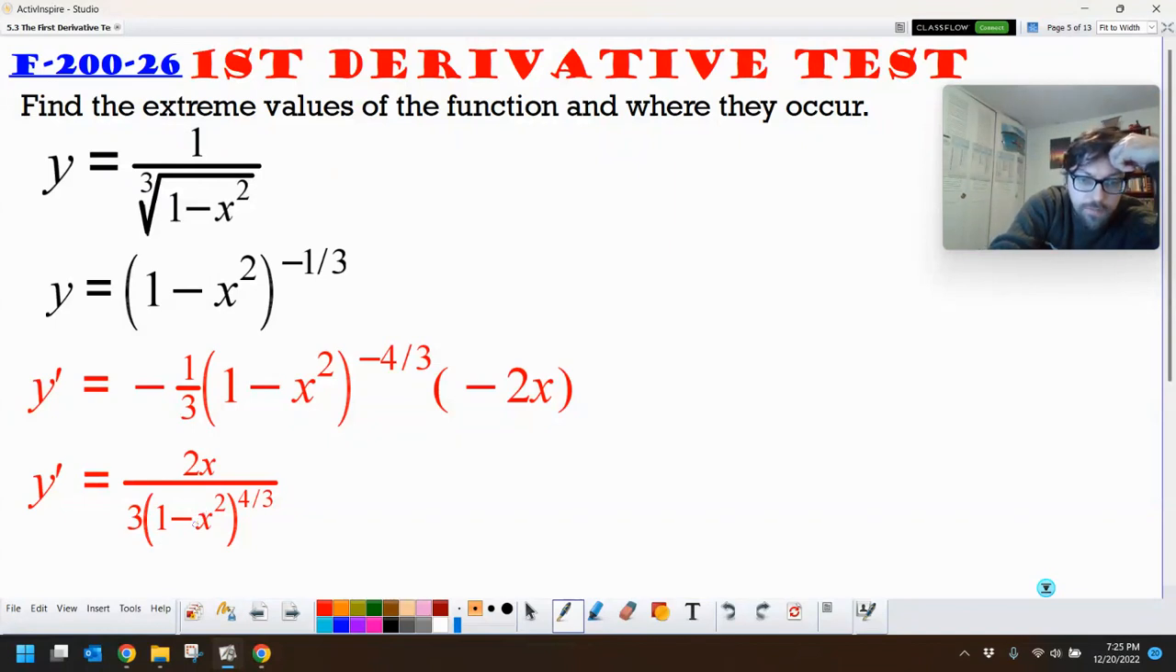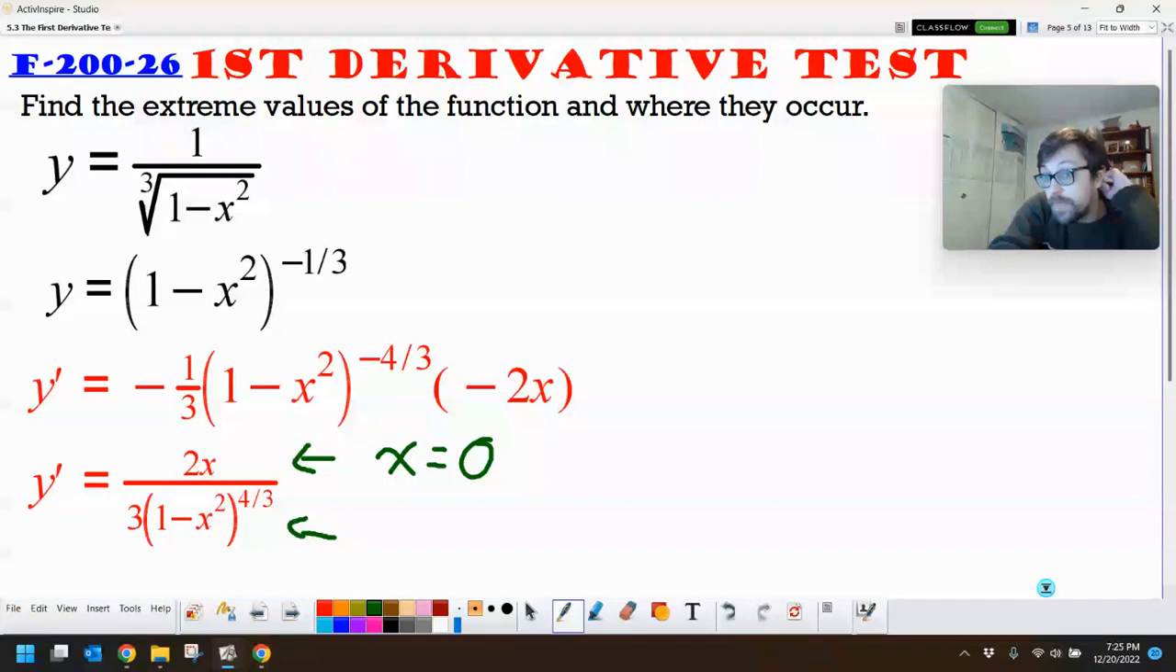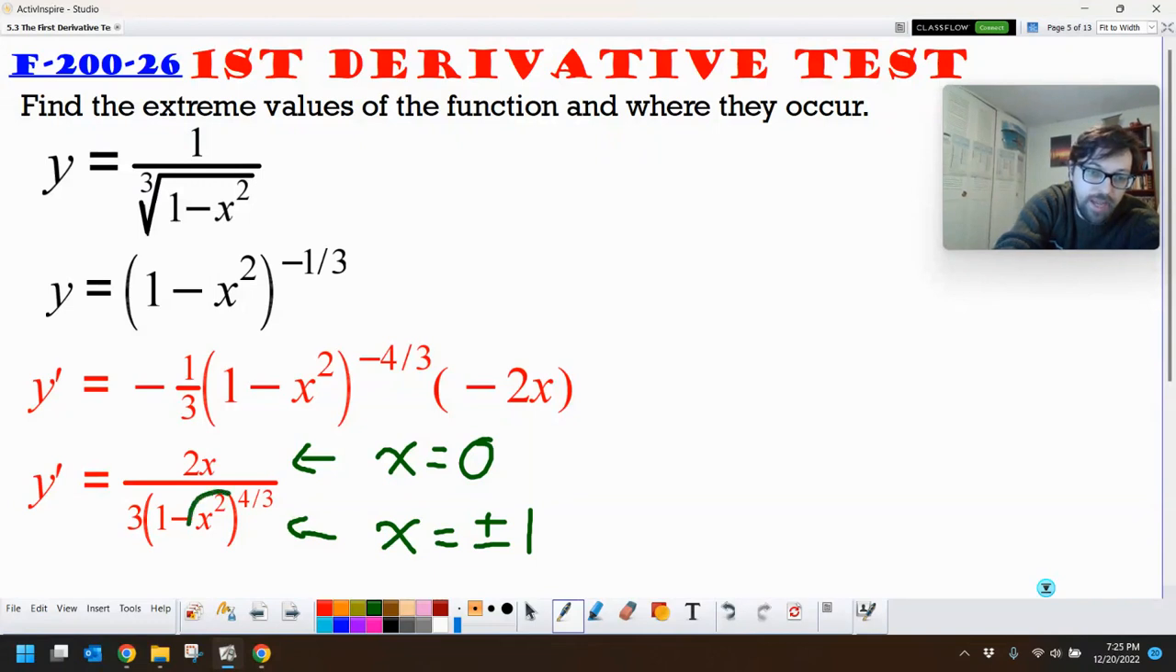So there are different places where this thing is going to have some trouble. In the numerator, at x equals 0, we're going to run into trouble because it's just going to make that derivative equal to 0. We also have trouble down here if x equals plus or minus 1. Then we would have a 0 in the denominator. So those are critical values.